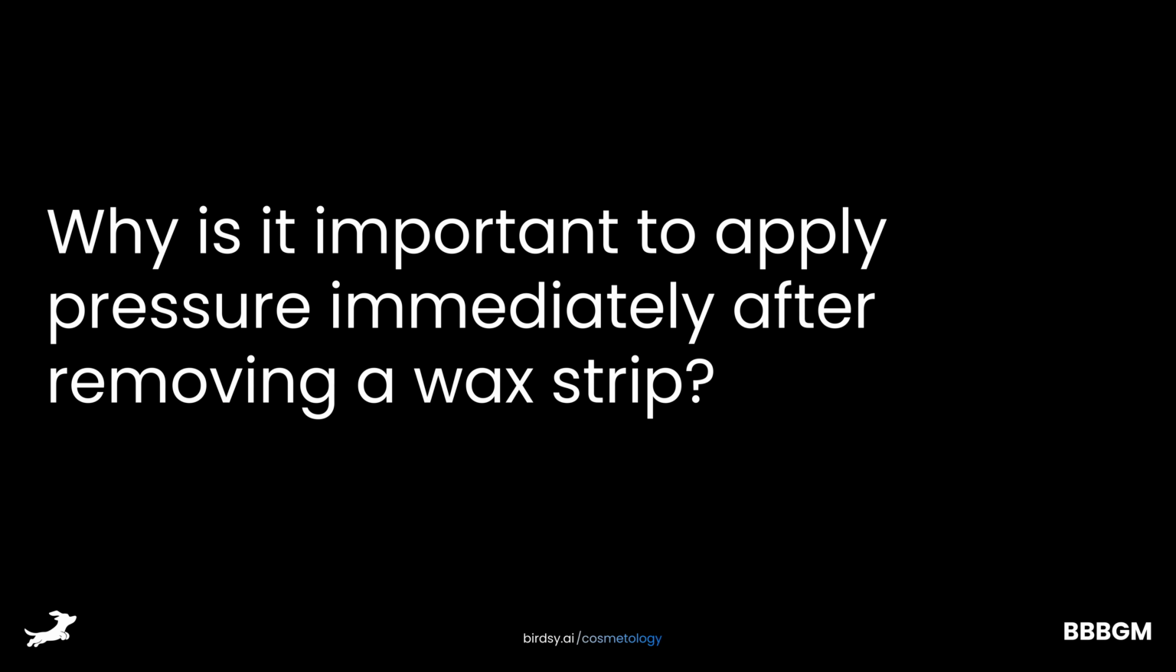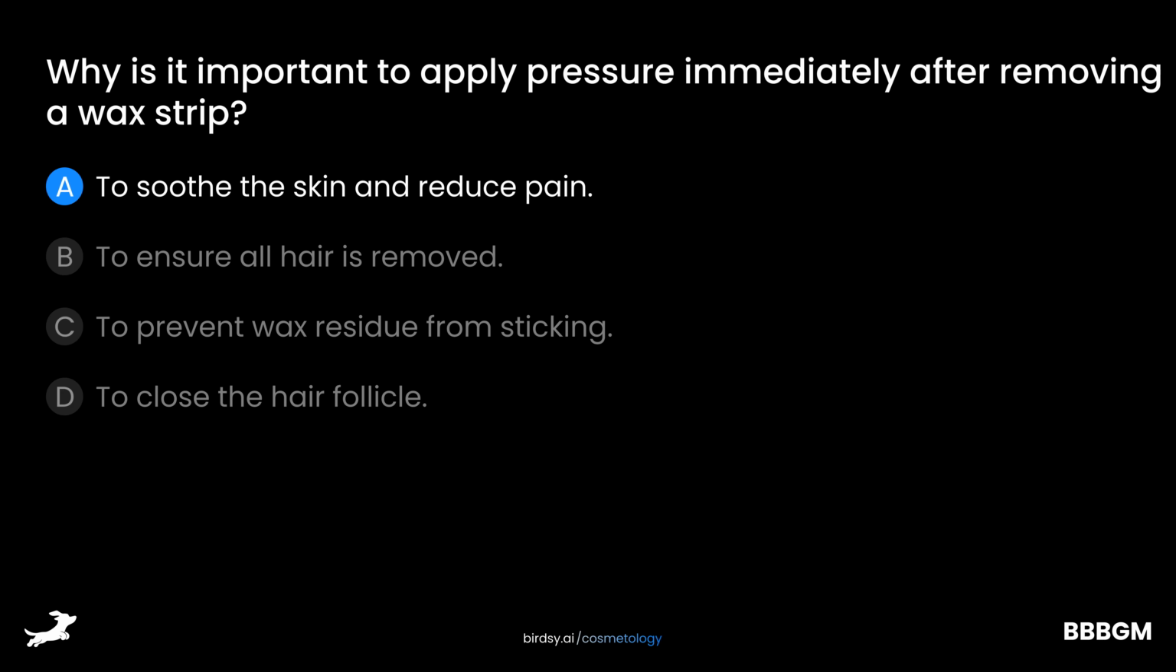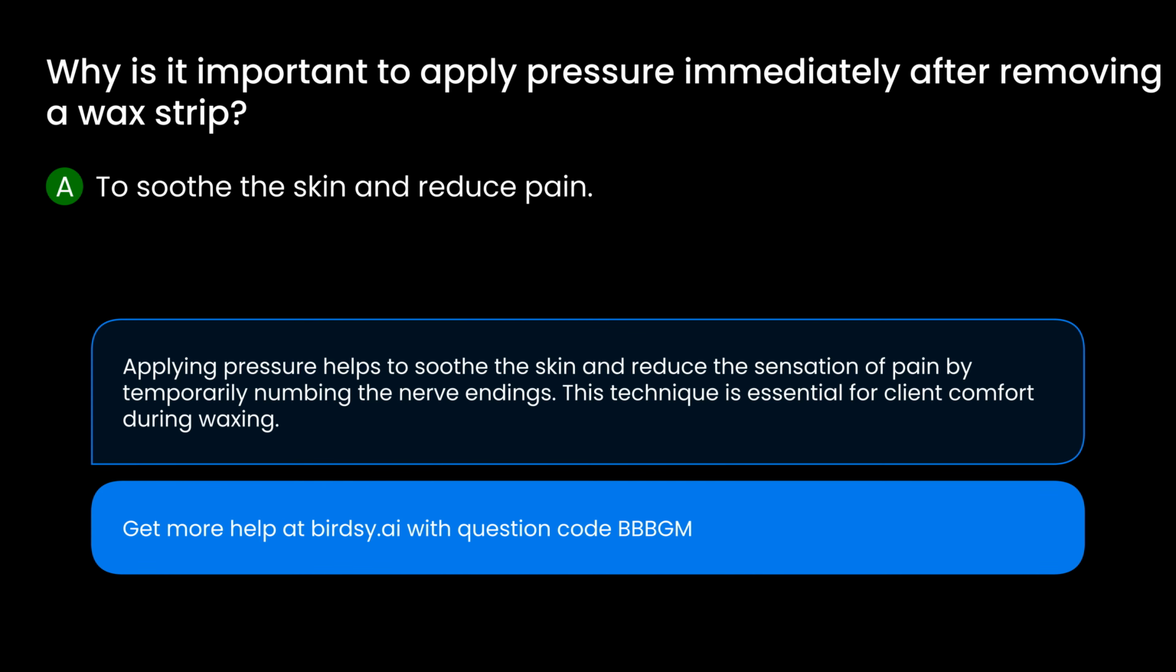Why is it important to apply pressure immediately after removing a wax strip? Is it A, to soothe the skin and reduce pain, B, to ensure all hair is removed, C, to prevent wax residue from sticking, or D, to close the hair follicle? The answer is A, to soothe the skin and reduce pain. Applying pressure helps to soothe the skin and reduce the sensation of pain by temporarily numbing the nerve endings. This technique is essential for client comfort during waxing.